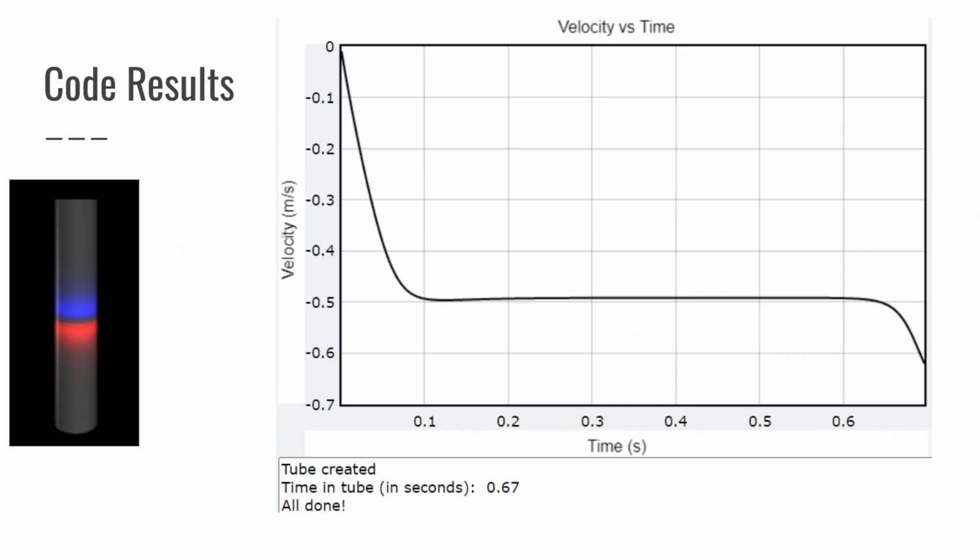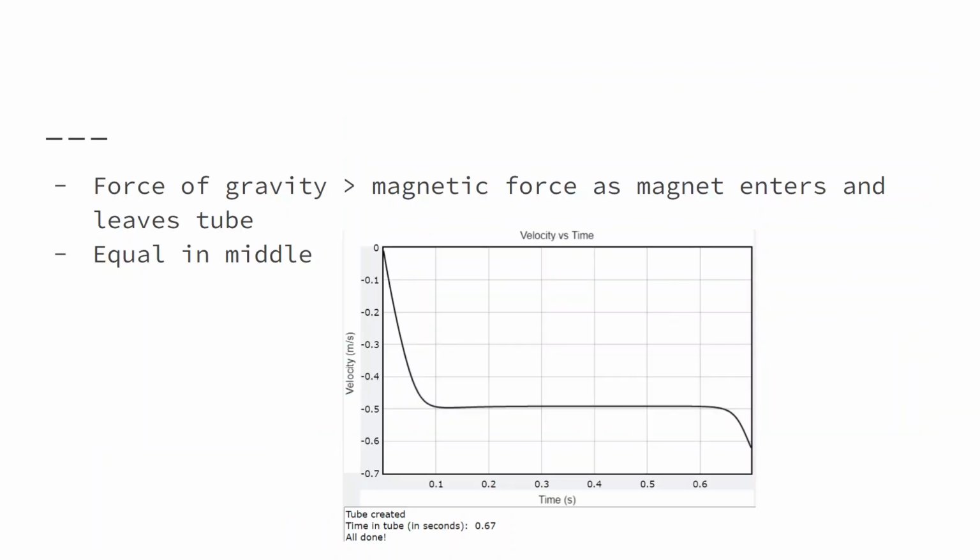So then the results of this code that you can see is that here we have the simulation on the left, the red and the blue, and then we have the velocity-time graph, as well as the result that the simulation took about 0.67 seconds to get through the tube. And so what this graph means is that the force of gravity is greater than the magnetic force as the magnet enters and leaves the tube, which you can see right here at the beginning and the end of the graph, because since the velocity isn't constant, that obviously means that the bar is experiencing a net force, which means that gravity is greater than magnetic force. But here in the middle, while it's inside of the tube, magnetic force is equal to the force of gravity on the magnet.